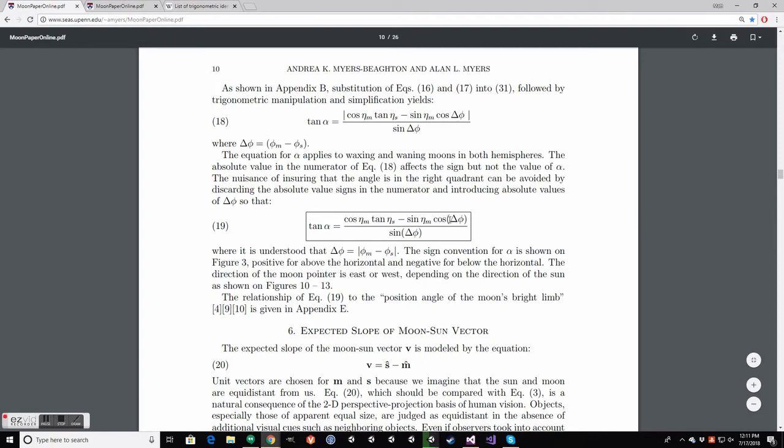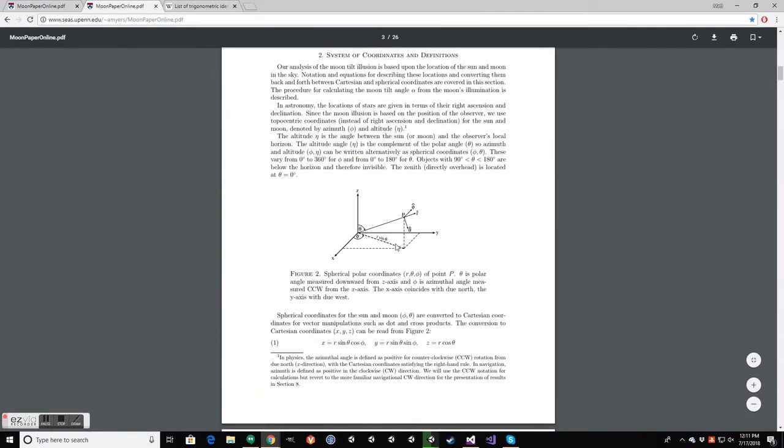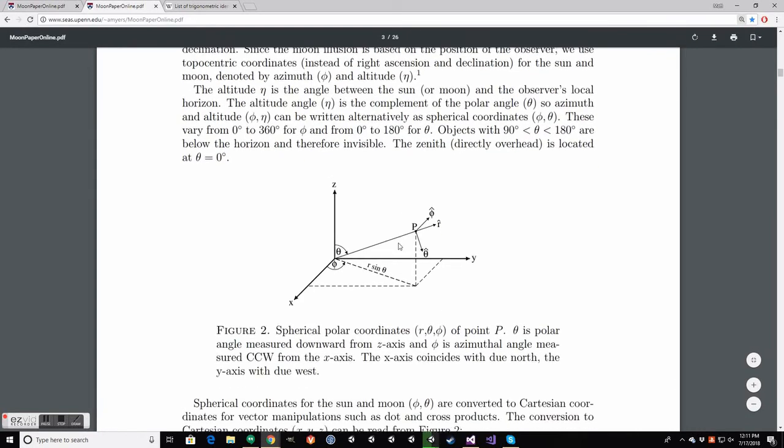And the delta is defined for us right here, which is just the moon's angle minus the sun's angle. So before we go into that, let's take a look at exactly what these terms are and make sure we're getting them right. So here's this diagram where they define these angles.